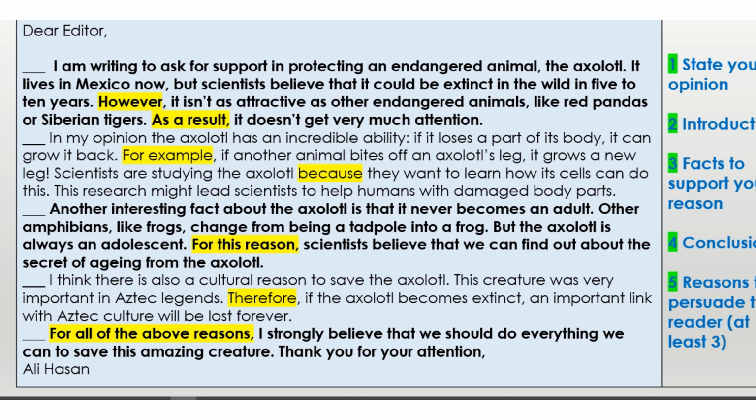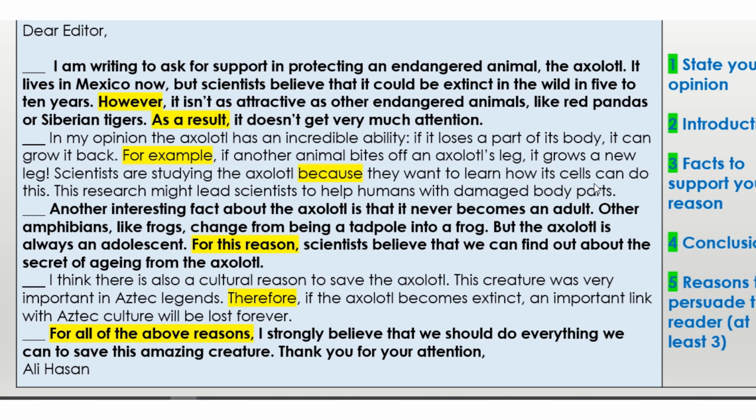Next, in my opinion, the axolotl has an incredible ability. If it loses a part of its body, it can grow back. For example, if another animal bites off an axolotl's leg, it grows a new leg. Scientists are studying the axolotl because they want to learn how its cells can do this. This research might lead scientists to help humans with damaged body parts.